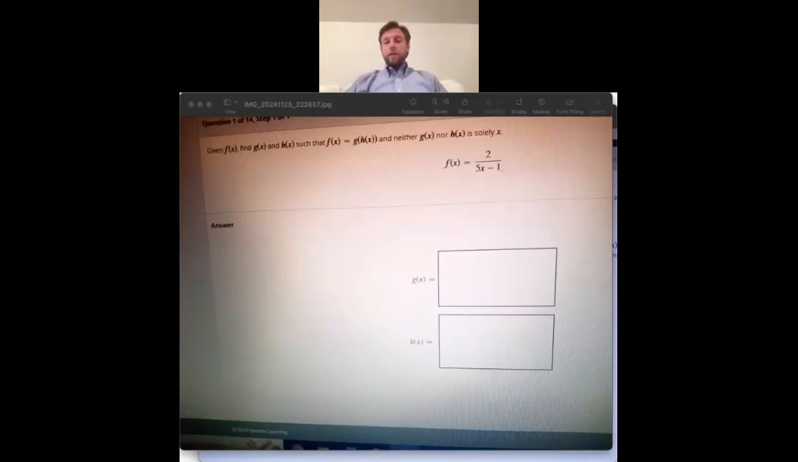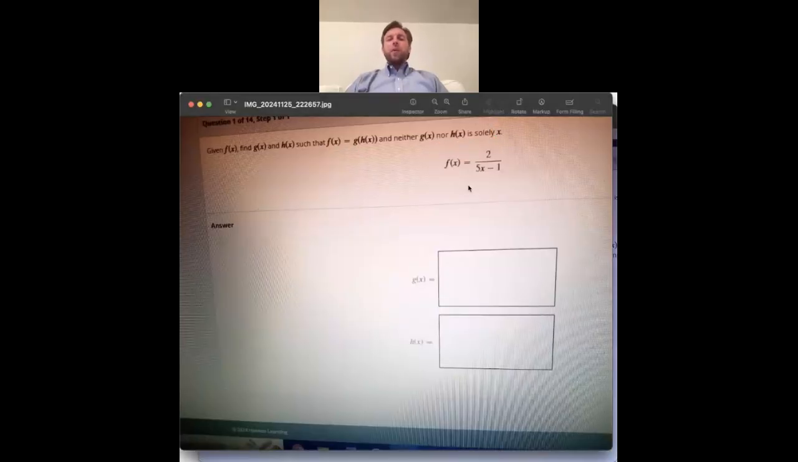Okay, I see what you said. So here this one says create a function f by composing two functions g and h with each other, putting h inside of g, such that neither g or h are solely the plain function x. They don't want you to make it easy, they want you to work for it a little bit, if you will.